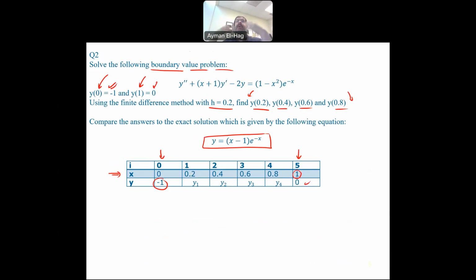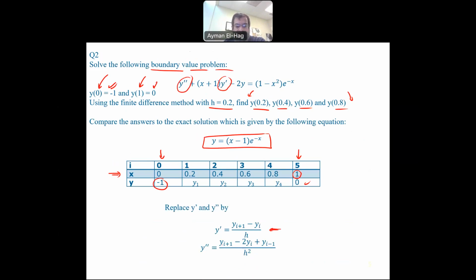And here we want basically to solve, or to create, 4 equations with 4 unknowns to solve for this. So the first thing we need to do is replace the first derivative and the second derivative with the definitions of the derivative using the numerical method formulas. So y prime, we use the forward divided difference, which is equal to yi plus 1 minus yi over h.